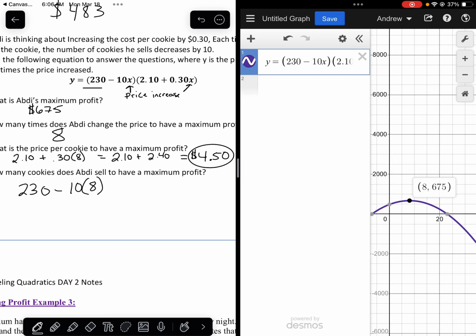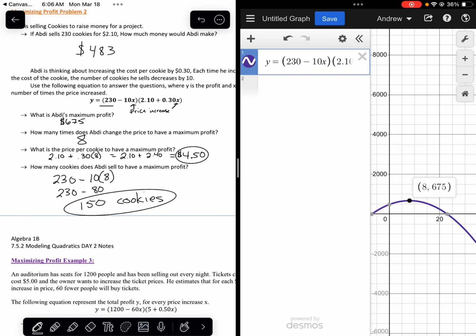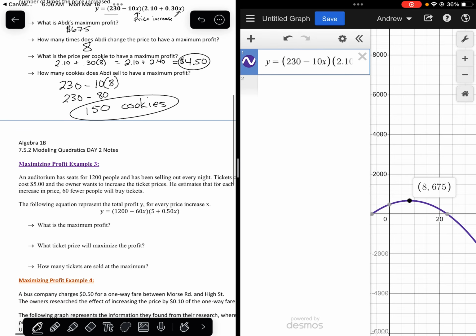So 230 minus 10 times 8, which is 80. So 230 minus 80 is 150. So 150 cookies is how many he sells. So he ends up making himself a little bit more money and making fewer cookies. That sounds like a good deal to me.